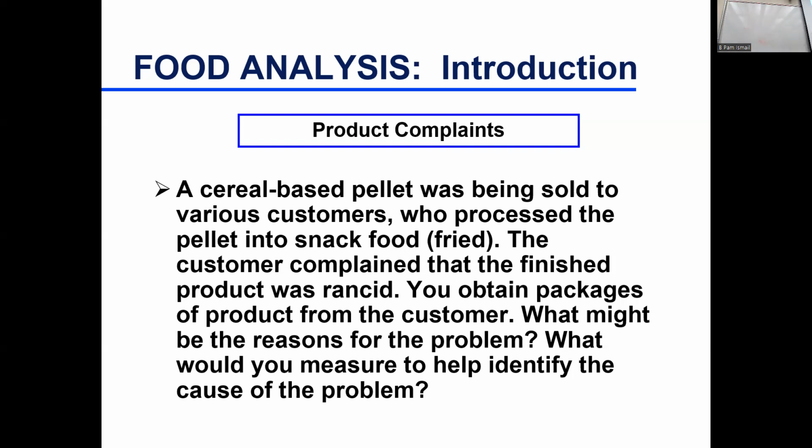Okay, so the finished product was rancid. So that customer went back to the ingredient company and said, there's something wrong with your ingredient, our product is rancid. So you work for the ingredient company and you want to investigate the cause of the problem. So what do you do? Are you going to believe them right away that the problem is from your pallet, or are you going to do some investigation? Or both?